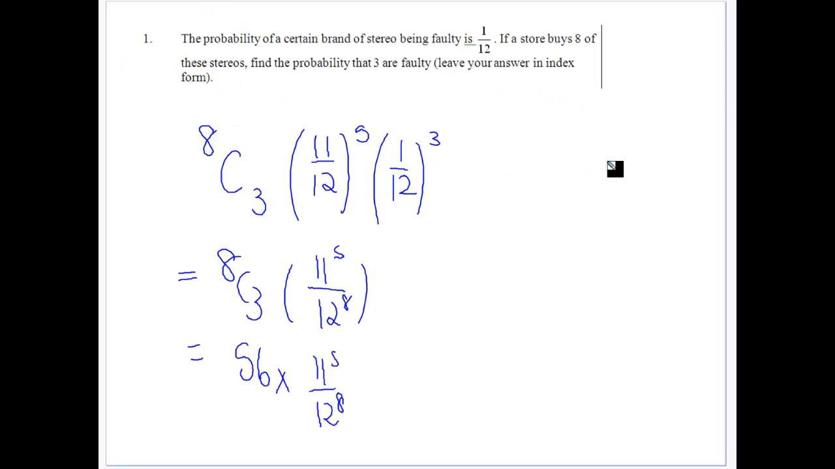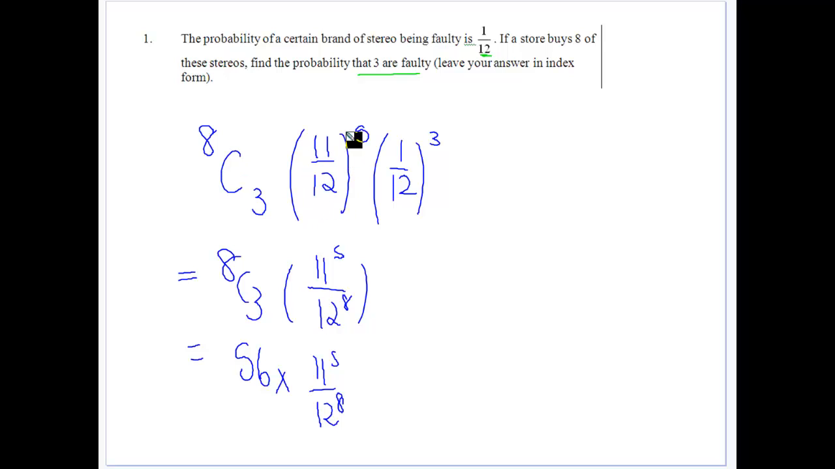Another problem. We've got a problem with a certain brand of stereo being faulty as 1/12. So that's either faulty or not. If it's faulty, probability is 1/12. Probability of not being faulty is 11/12. So if the store buys 8 of the stereos, what's the probability that 3 would be faulty? So 3 would be faulty out of the 8.